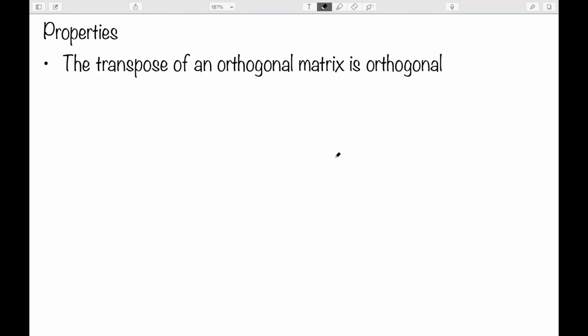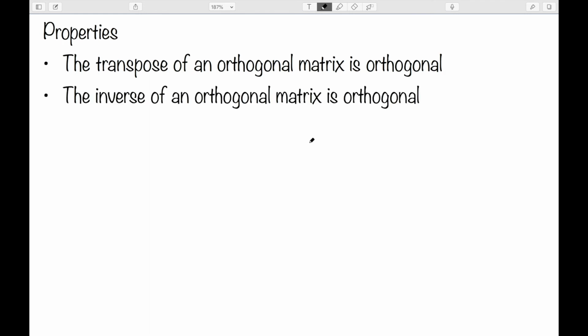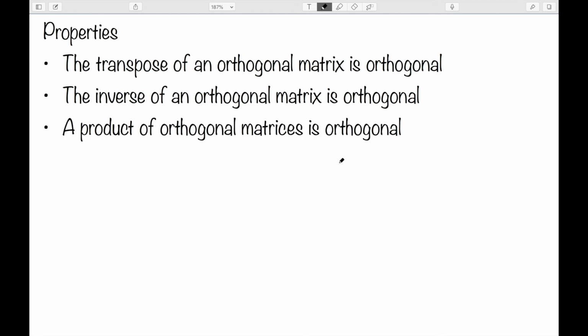Some basic properties of orthogonal matrices. The first, the transpose of an orthogonal matrix is also orthogonal. The inverse of an orthogonal matrix is also orthogonal. This makes sense. If the transpose works, of course the inverse works, since those are the same thing for orthogonal matrices. A product of orthogonal matrices is orthogonal. So if I have more than one orthogonal matrix and I multiply them, it will still be orthogonal.